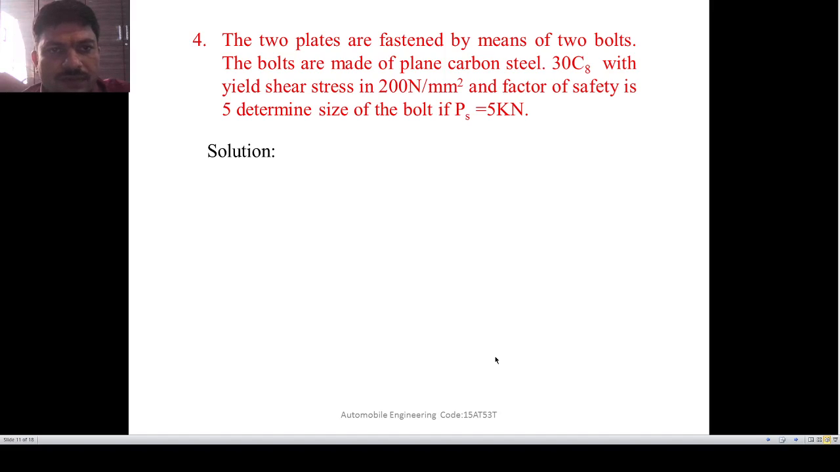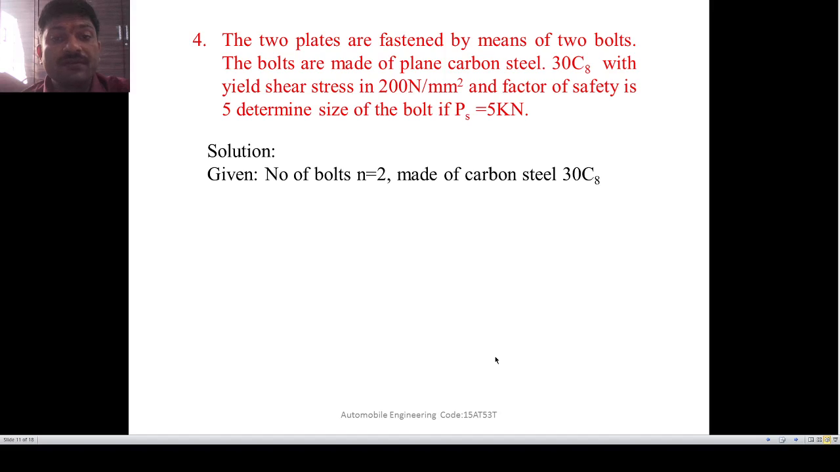Before solving this, once again read the problem. Two plates are fastened by means of two bolts, that is, the number of bolts involved is small n equal to 2. The bolts are made of plain carbon steel 30C8, and here the yield shear stress is given. Read clearly: yield shear stress is different from the allowable or permissible shear stress.